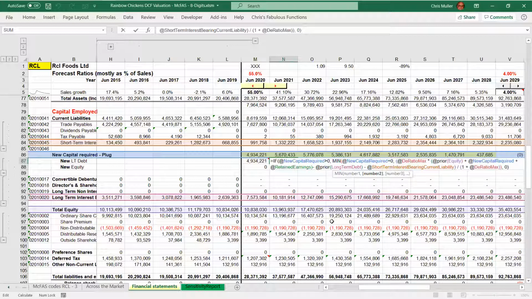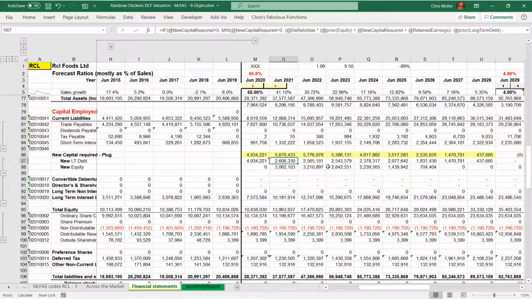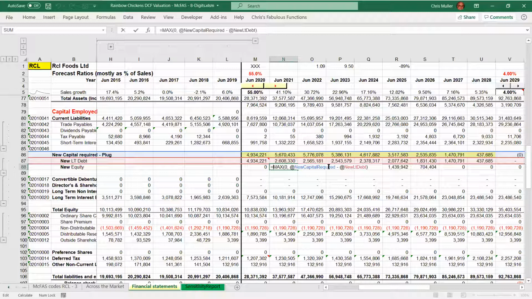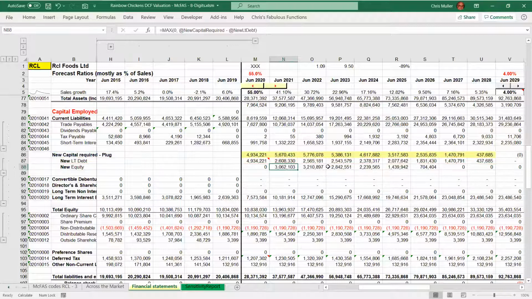What's the naught on the end here? This is to say don't do anything if new capital required is less than naught. So we have a formula. And of course, it's not going to reach in some places, so we're going to have a residual, and that residual says, please take your new capital required minus your new debt, and what's left we must raise as new equity. So all of this should balance out nicely.